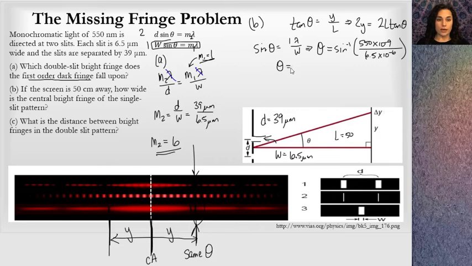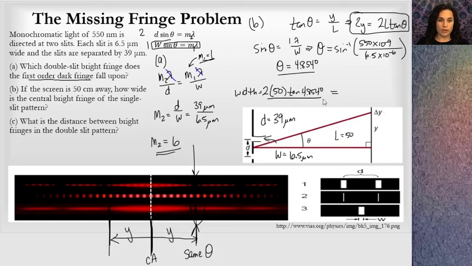So this angle that I get is actually pretty small, 4.854 degrees. Okay. So that's the angle we're at. I'm going to take that and put it into my width equation here. I'm going to have to find the width of that central bright fringe. I'm going to take 2 times the L, the distance between the slits in the screen, which is 50, and then multiply it by tan of the 4.854 degrees.